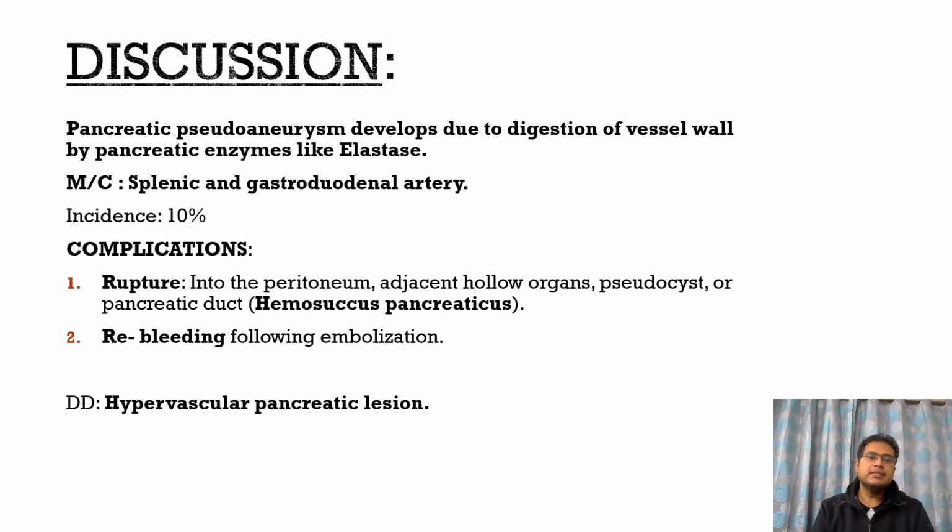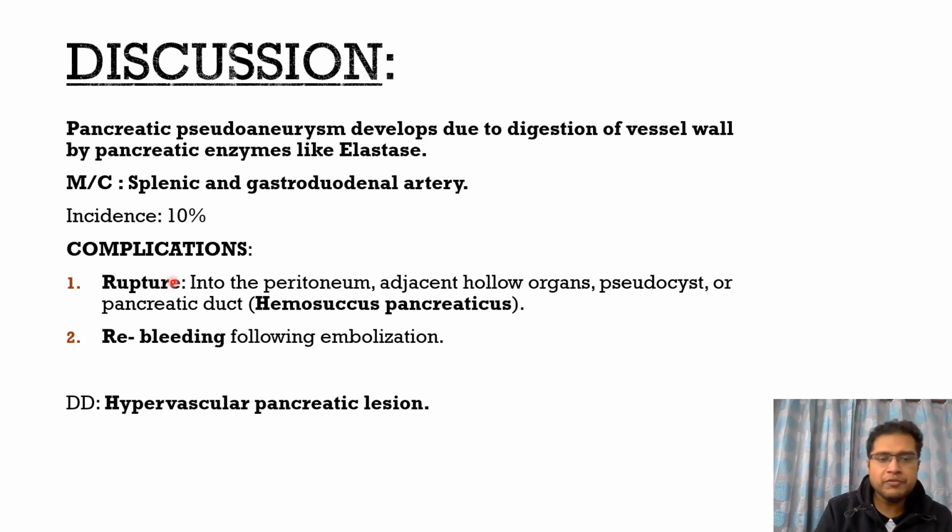So what exactly is a pancreatic pseudoaneurysm? A pancreatic pseudoaneurysm develops due to digestion of the vessel wall by the pancreatic enzymes like elastase. Most commonly, the splenic artery and the gastroduodenal artery are involved. Splenic artery in the tail region of the pancreas and gastroduodenal in the head region of the pancreas. But the inferior pancreaticoduodenal artery is relatively rare, which was the case in this particular patient.